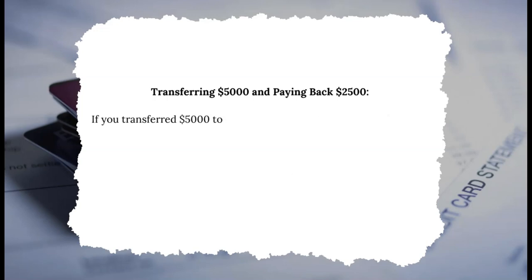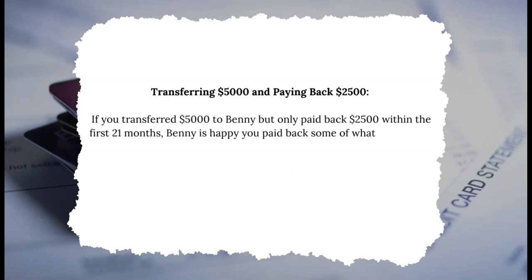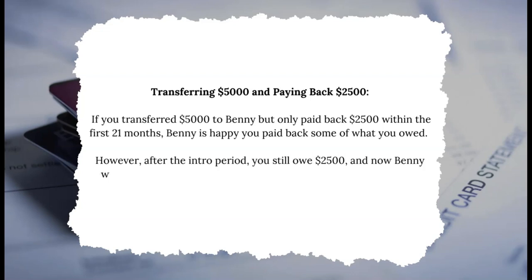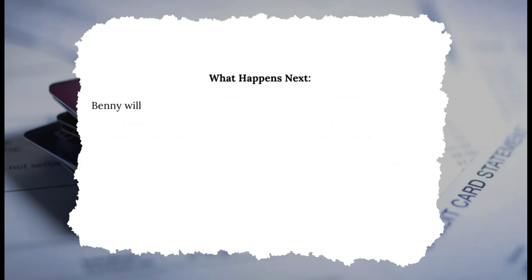So again, you transferred $5,000, but you were only able to pay him back $2,500 within that intro period. Okay? So again, you borrowed $5,000 from Benny, you transferred it over to his account. You weren't able to pay back the full $5,000. However, you were able to pay back $2,500 in that first 21 months. So Benny's very happy that you paid back half, but after the intro period, now he's going to throw on that 19.24 extra percent.